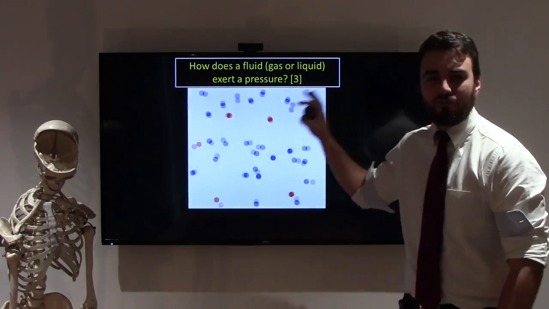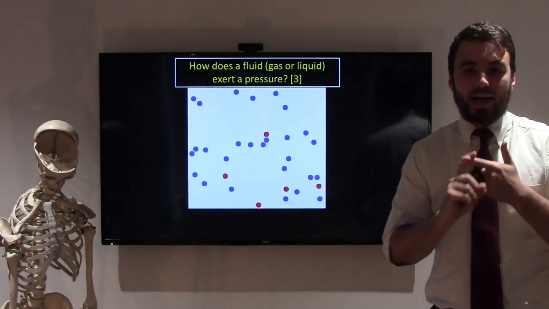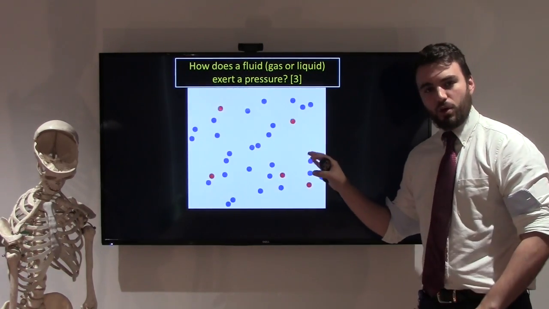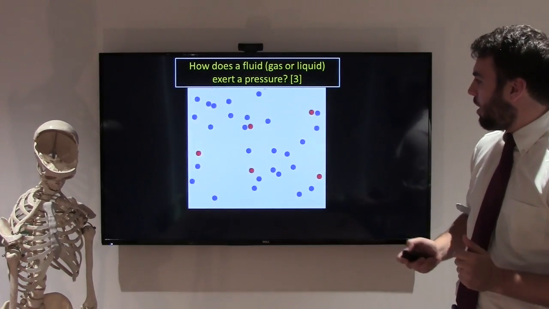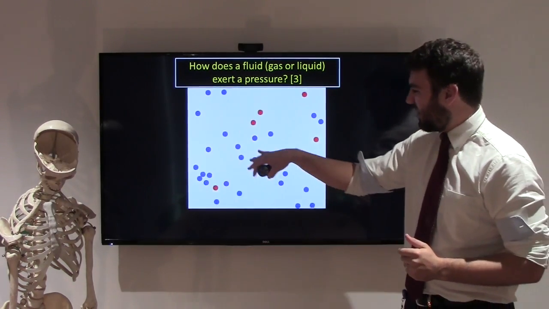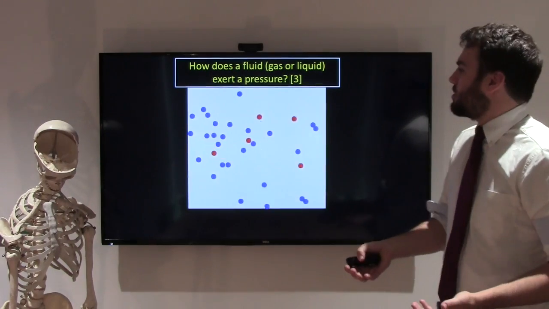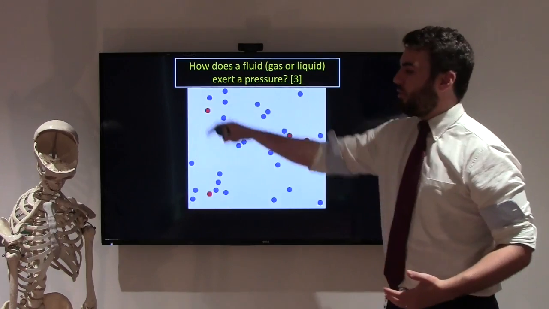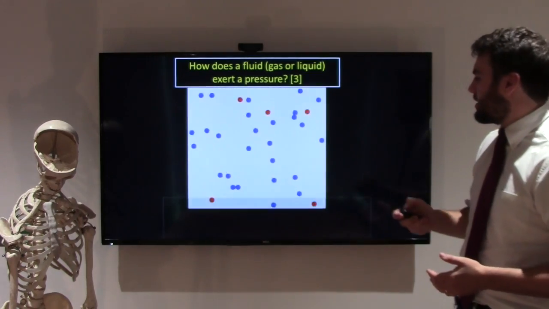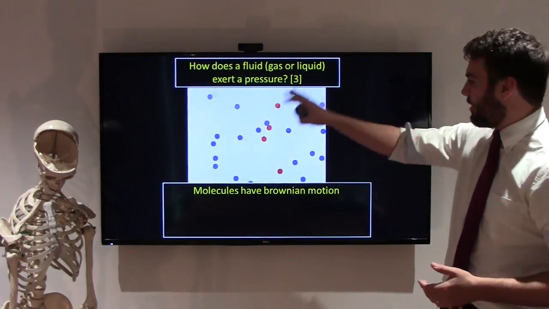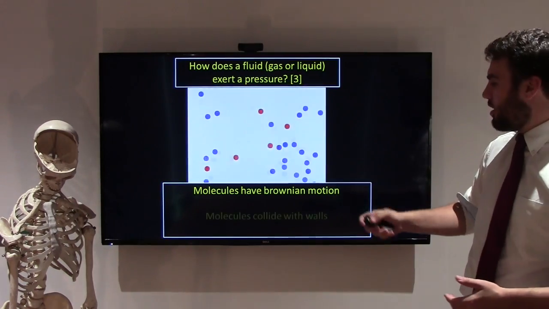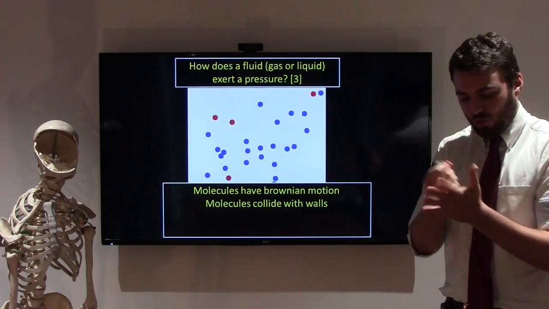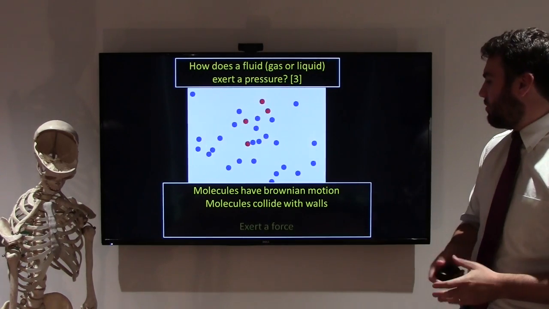Very important one. How does a fluid, remember that could be a gas or a liquid, how does it exert a pressure? Well, look at those molecules. We can't see those in real life because they're so small. This is just a model. But what are they doing? Now, some people say it's when they collide with each other. Well, they are colliding with each other, but that isn't when they exert a pressure. They exert a pressure when they hit the walls. I don't like the word hit. I'm going to say they collide. So they're moving already, randomly, or in Brownian motion. They collide with the wall, much better than hit. And when they collide, they're going to exert a force.